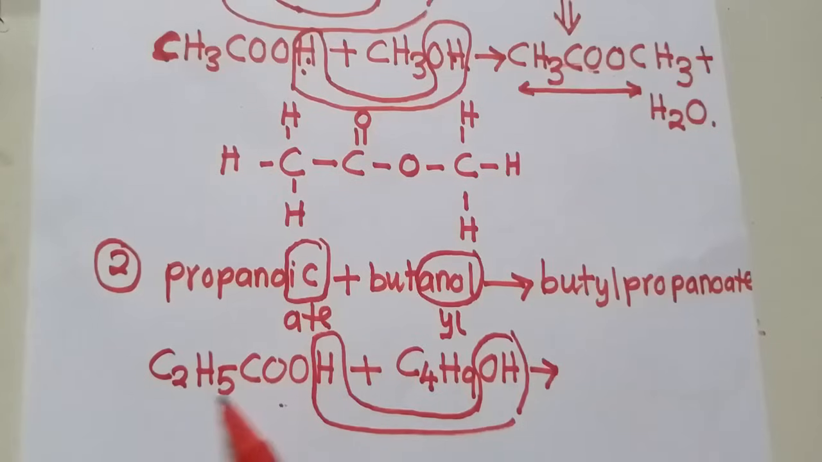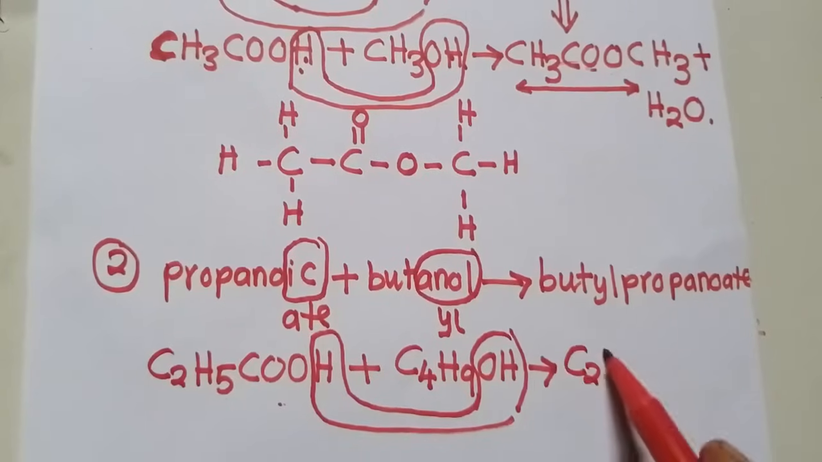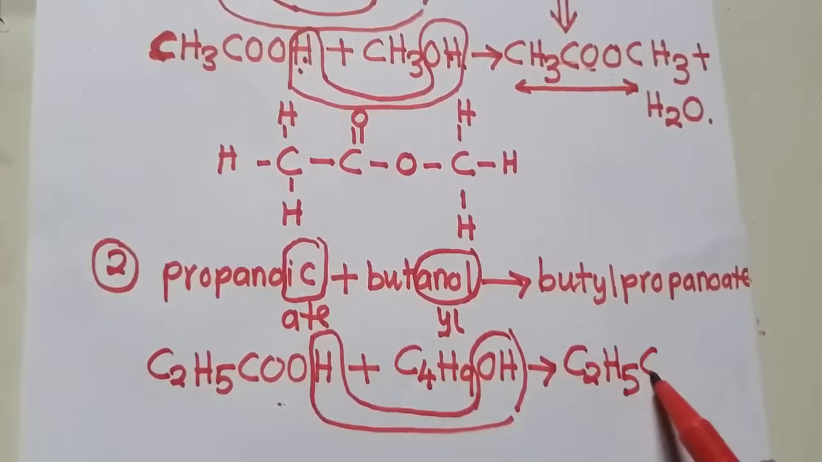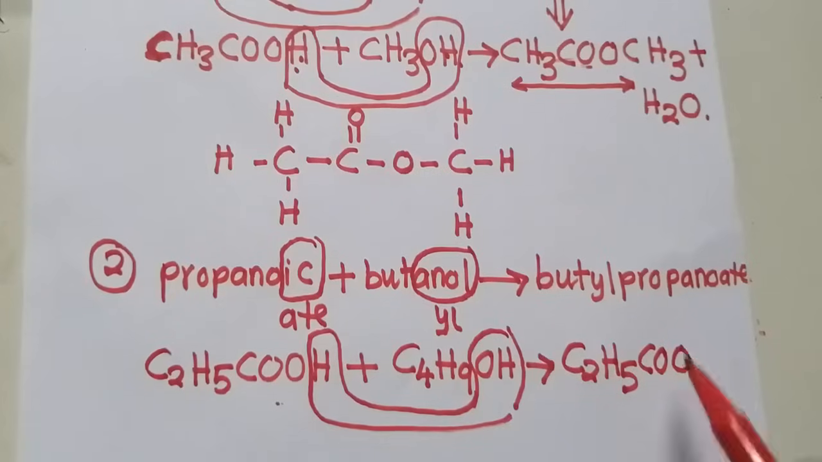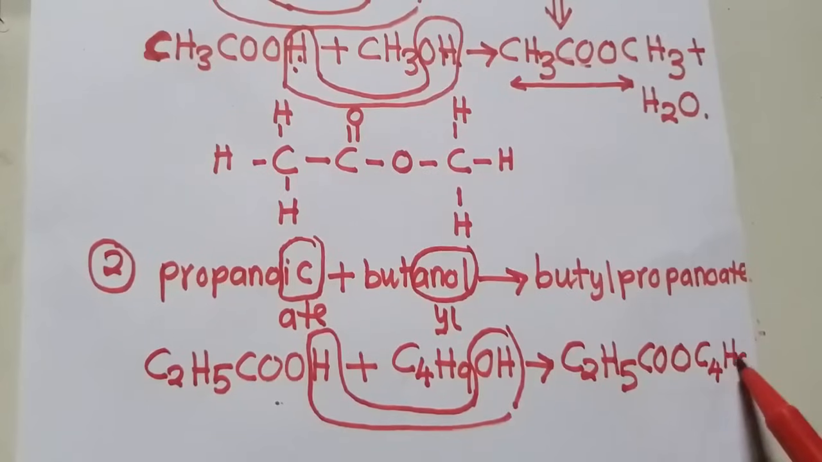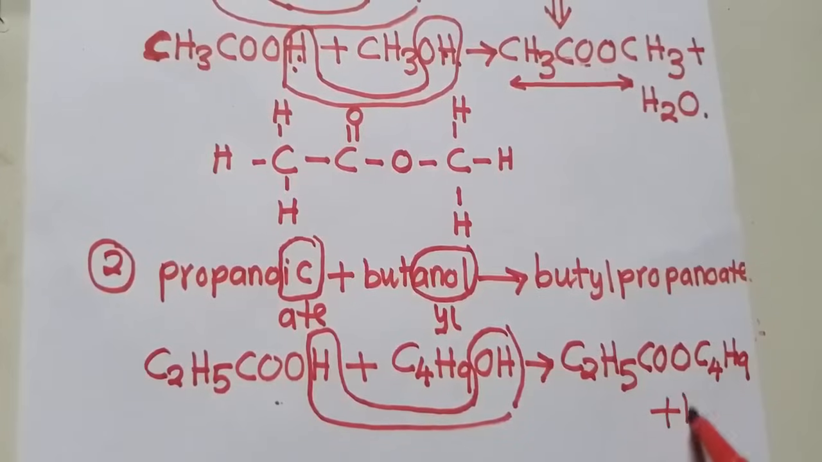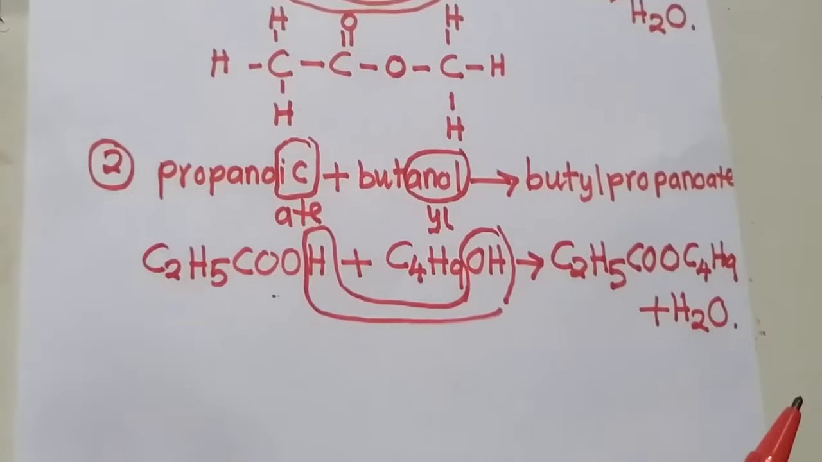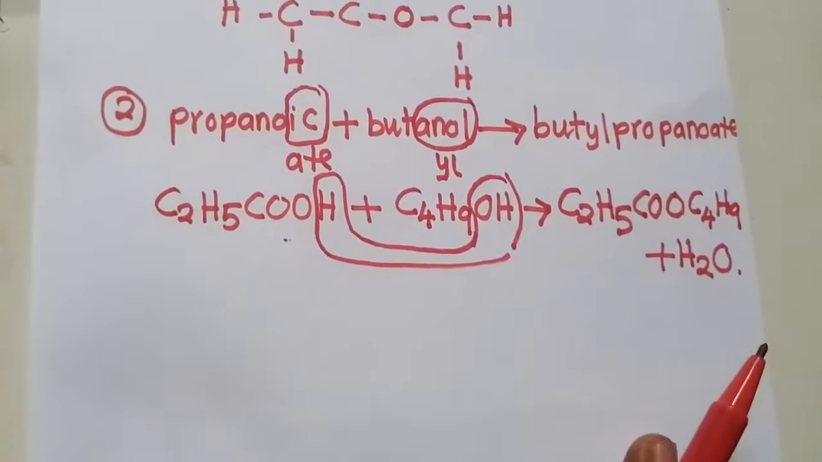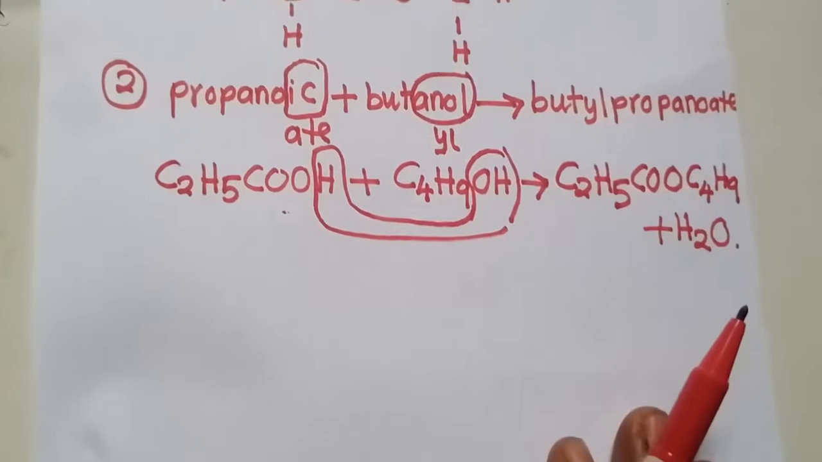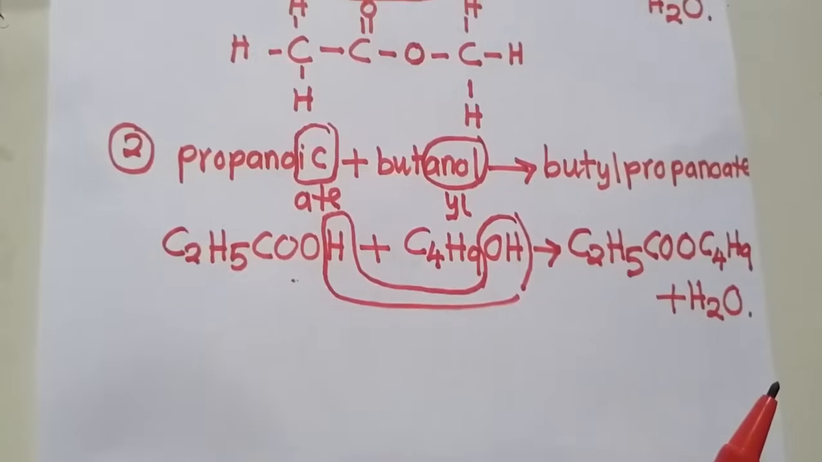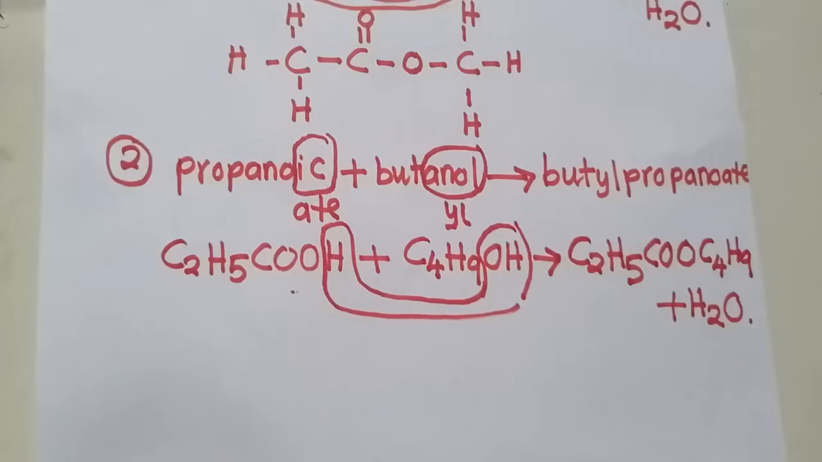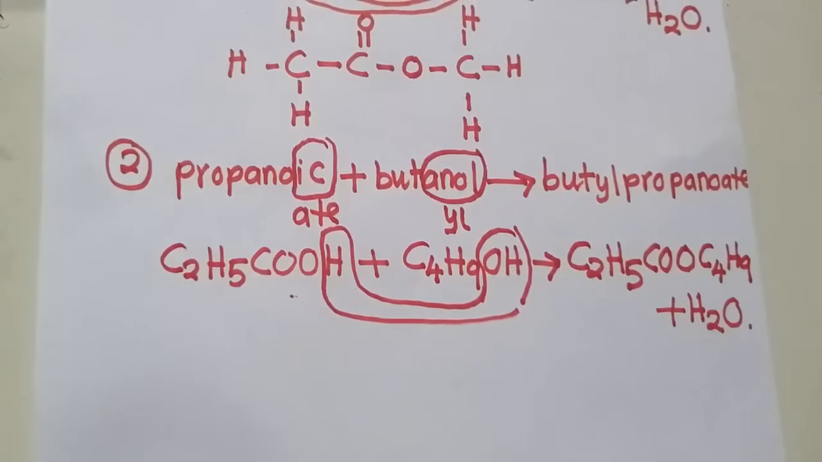So we are going to start with this one. I'm going to say this is C2H5COO. Then I join with this one. So how is this one going to be? C4H9. Like that. Then I just say plus water. It's been produced. How is the chemical formula going to be? So the chemical formula will be in this manner.